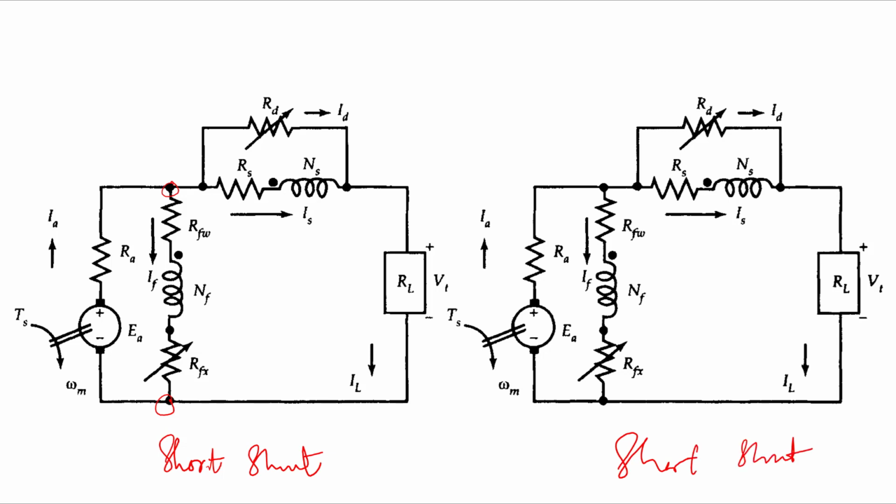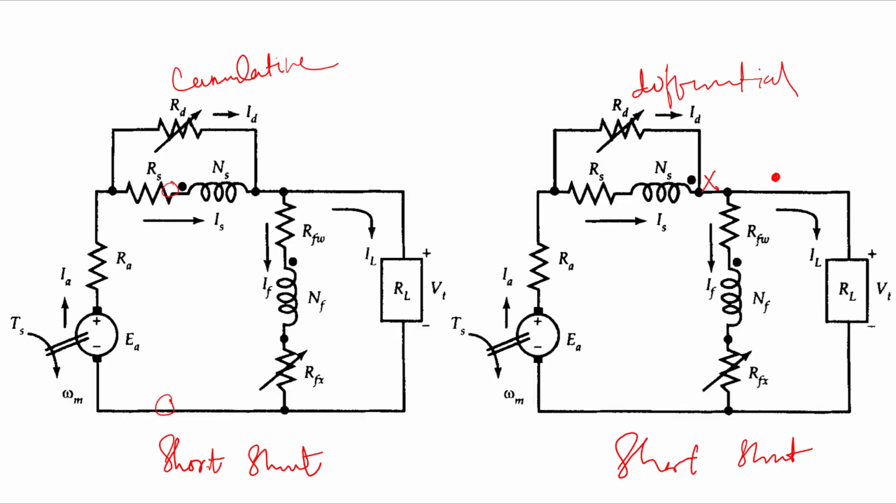Then what is the difference? There is a mistake here; your dot will be here, right? So the difference is that one is cumulative, one is differential. So therefore we can say short shunt cumulative compound generator, and another view, short shunt differential compound generator, right? So here we are showing the short shunt cumulative compound generator, right?